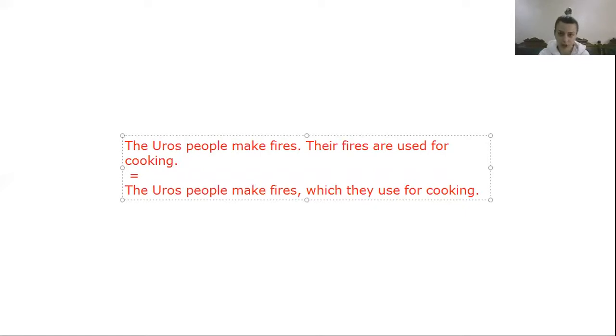Okay, let's continue. So there is the relative pronoun in these sentences. The relative pronoun is which, and it refers back to the fires, and which they use for cooking is the relative clause, as I said. Which is used for things, never for people.